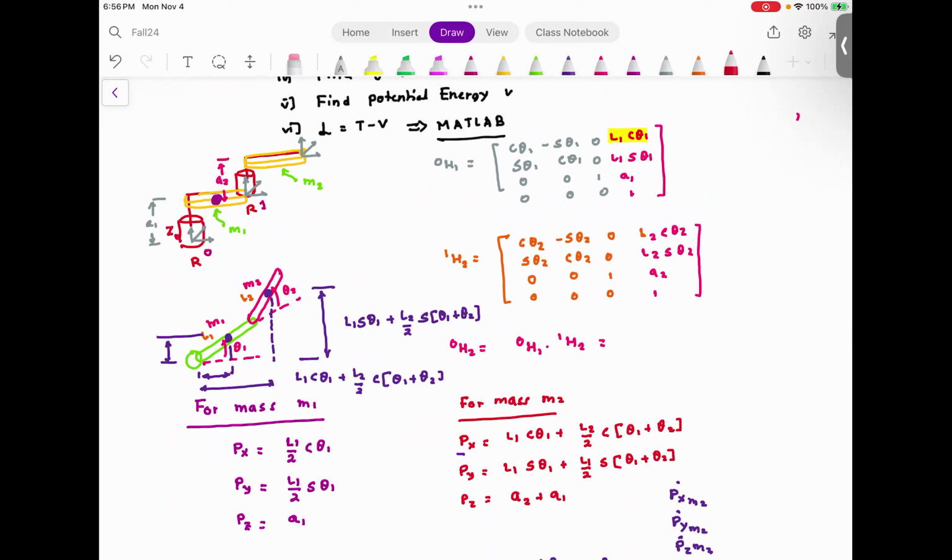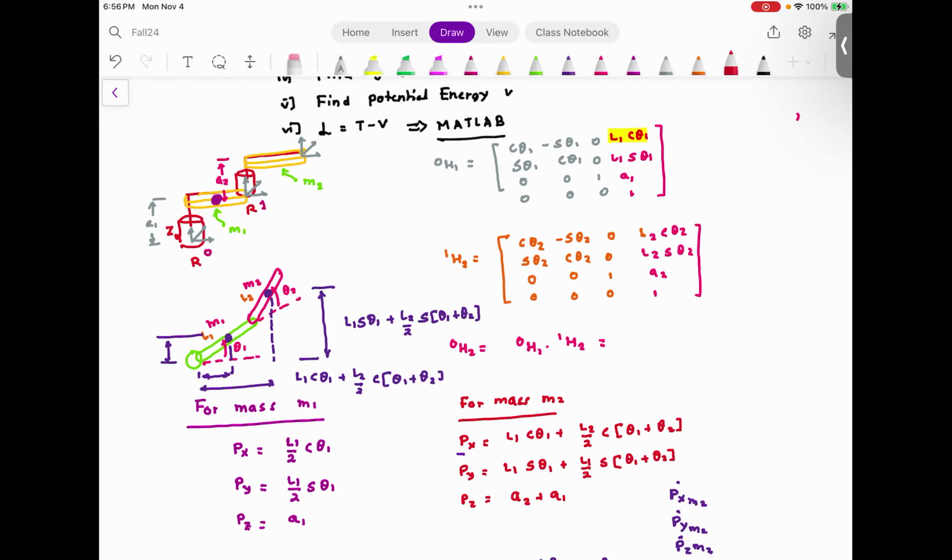Z naught is the z direction that is going up. If you look at the robot, that link number 1, is that link number 1 rotating about x? Is that link 1 rotating about y? Or is that link 1 only rotating about z? Link 1 is only rotating about z.